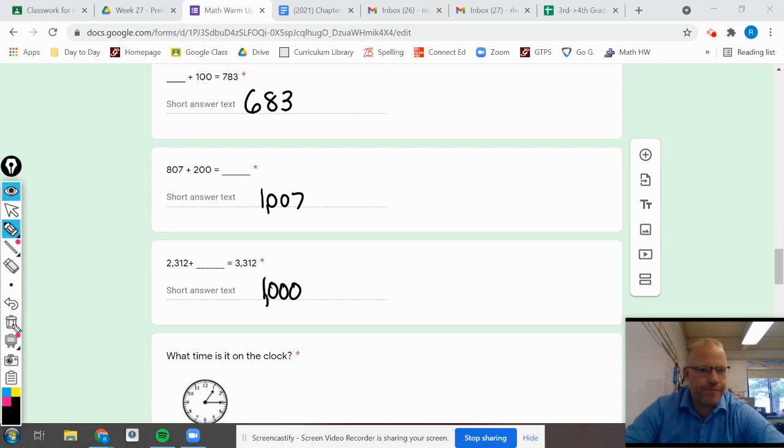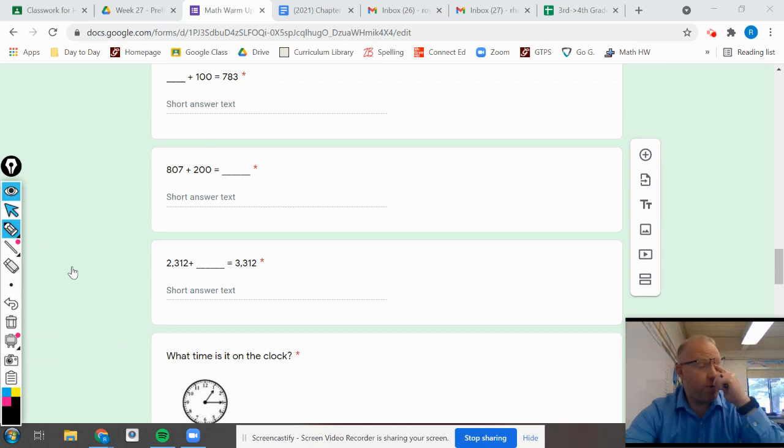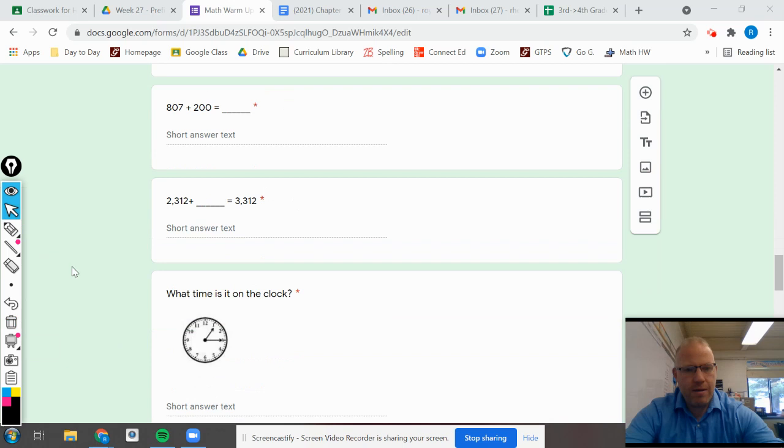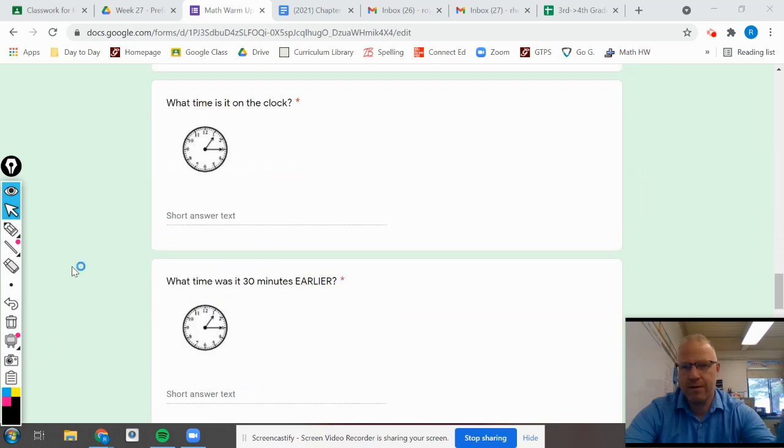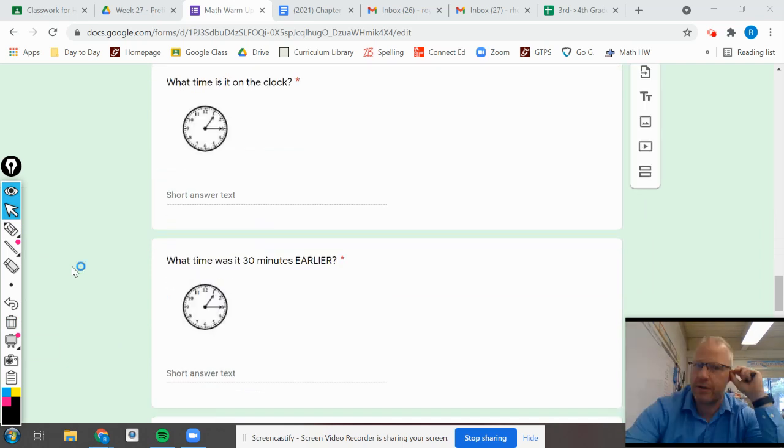Next, what is the time on this clock? When you look at the clock, you're going to notice that it has a small hand going to the 1 and a bigger hand going to the 3. The small hand going to the 1 tells you that it's 1 o'clock. But the big hand going to the 3 tells you that it's 15 minutes. So it's not just 1 o'clock, it's 1 o'clock and 15 minutes. So that would be 1 colon 15.